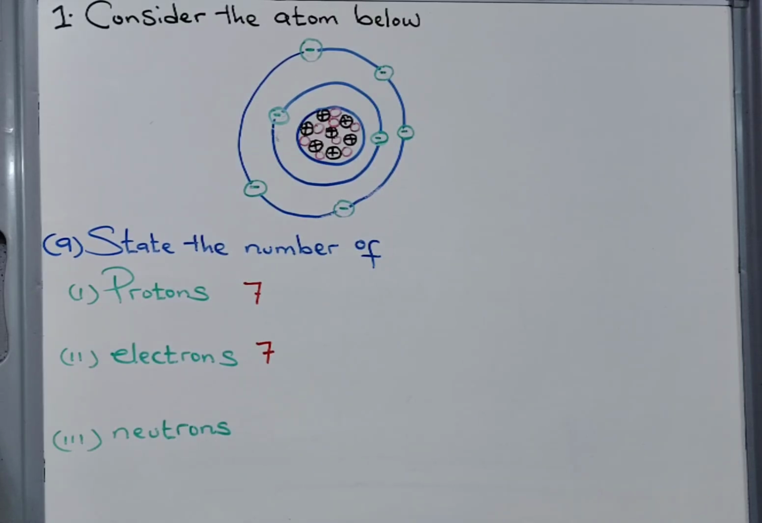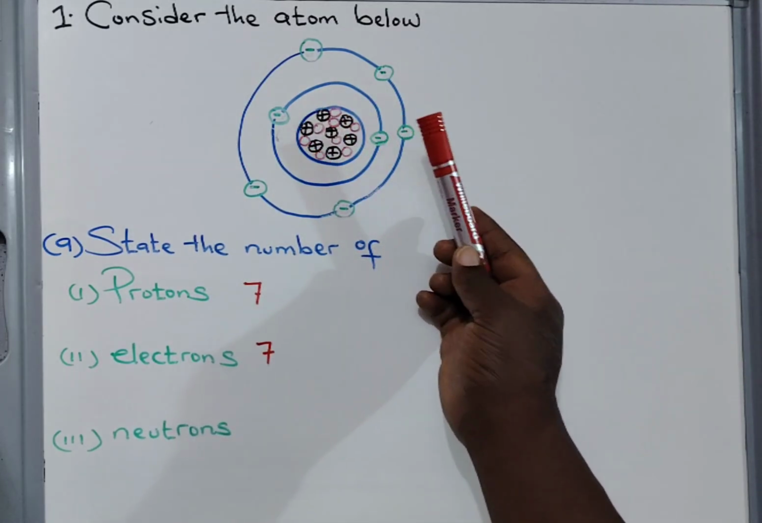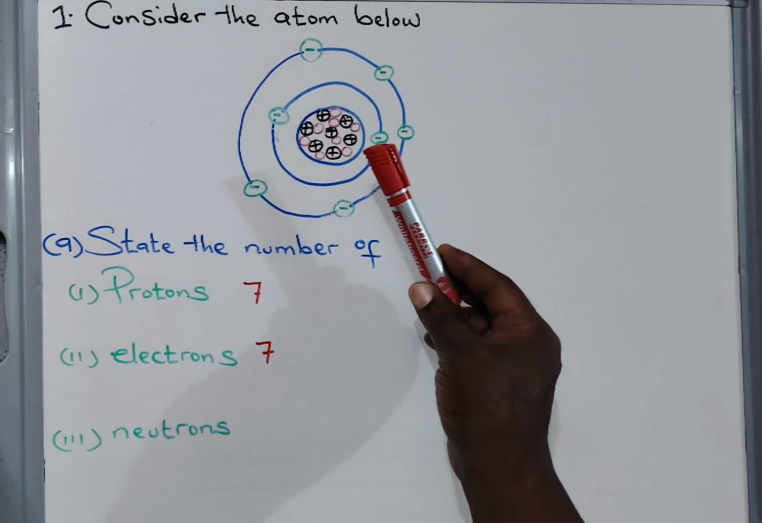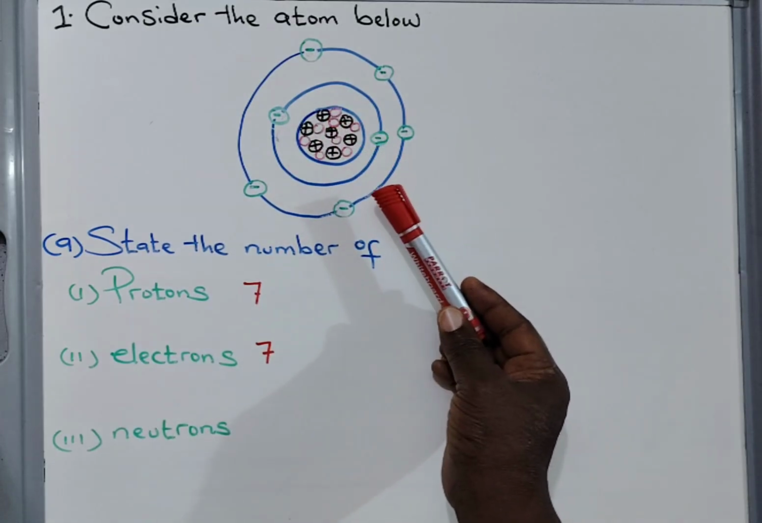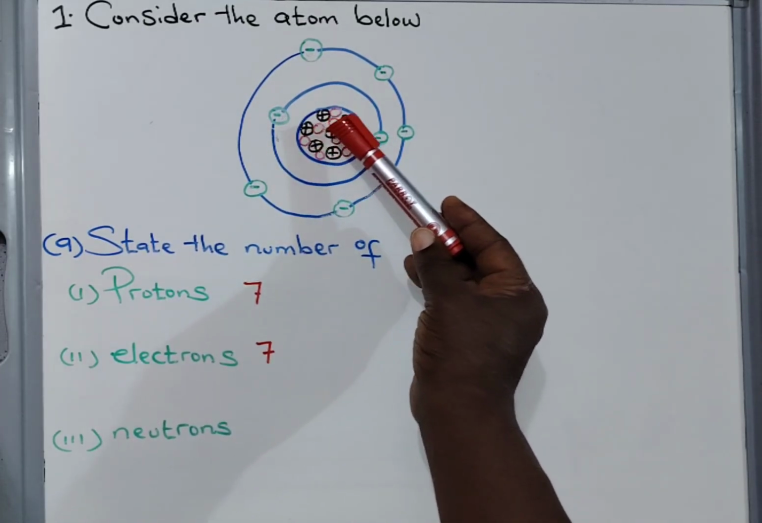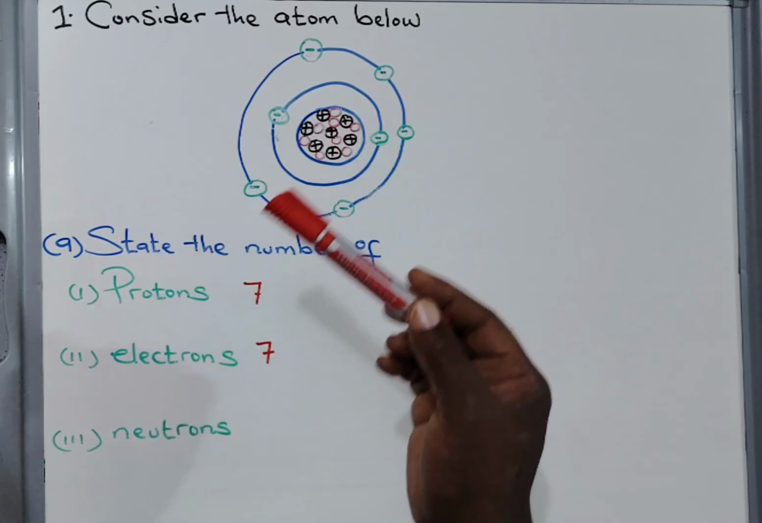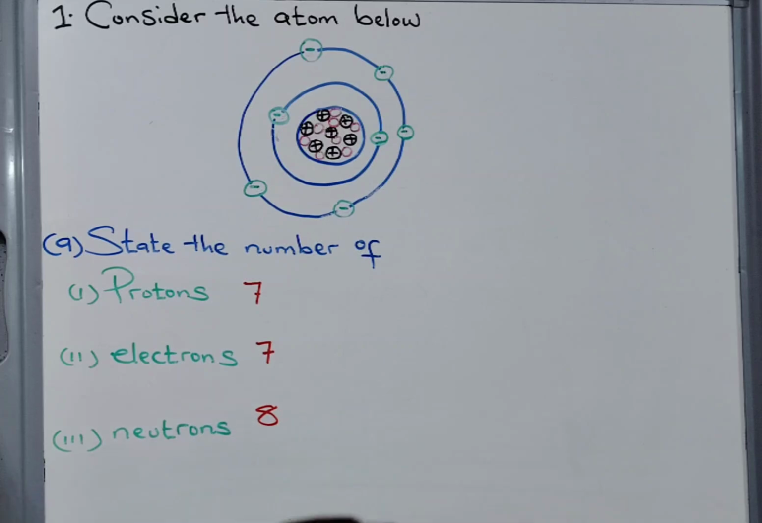Then you come to neutrons. Where do you find neutrons? Inside the nucleus. And how do we identify them? They don't have a charge. So these red dots are the neutrons. You say 1, 2, 3, 4, 5, 6, 7, 8. So neutrons are 8.